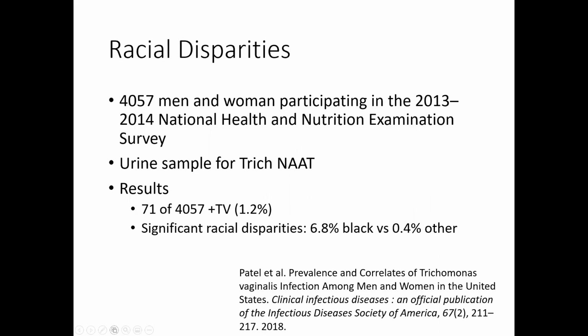What we know with Trichomonas is that there are significant racial disparities. So from this nationwide survey in 2013-2014, there was a sample of 4,000 men and women. The rate of Trichomonas in this random community sample was about 1%, but there were significant racial disparities. Broken down by self-reported race, trichomoniasis affected 7% of Black participants, while only 0.4% of others.